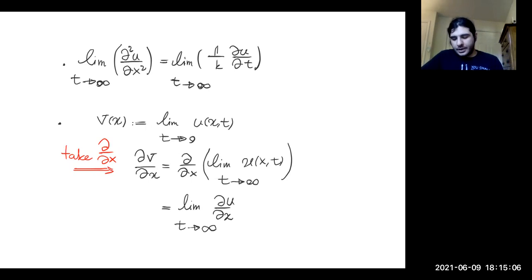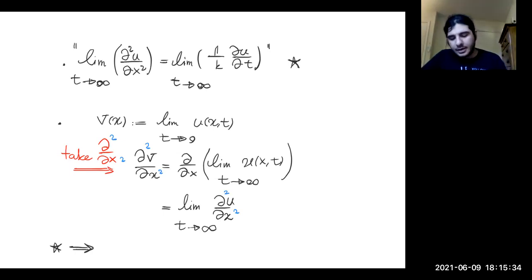And the same thing applies again. If I take the second derivative with respect to x, the second derivative of v with respect to x is equal to the limit of the second derivative of u with respect to x. Okay, so that simply means this equation here, let's call that star. It means star applies.